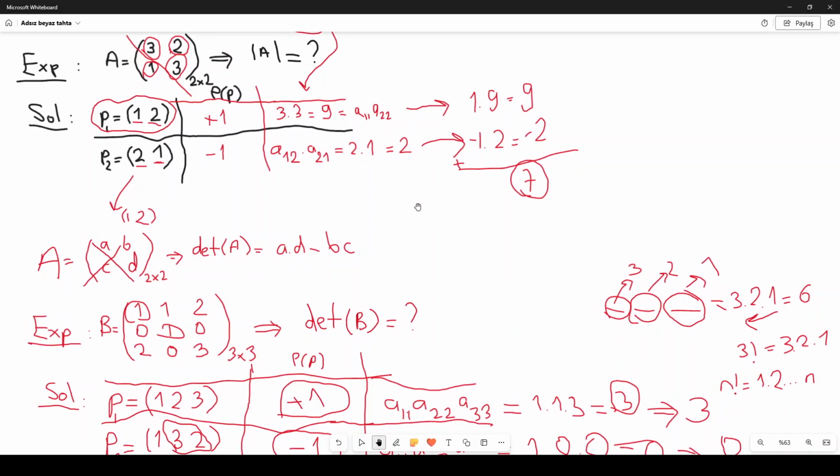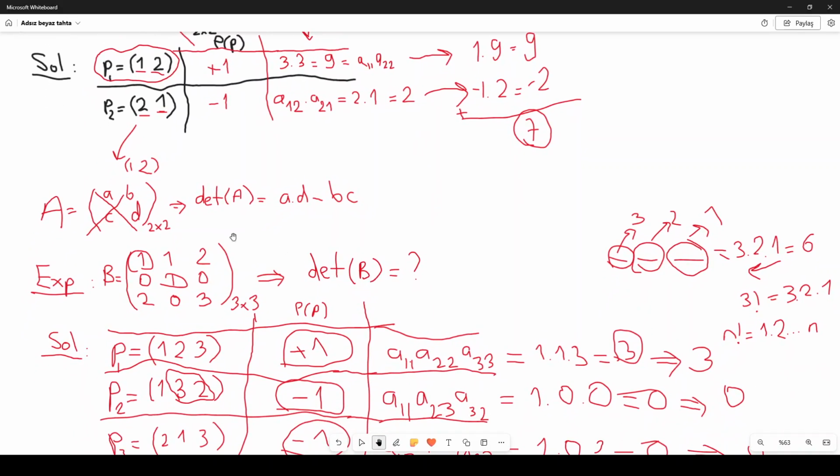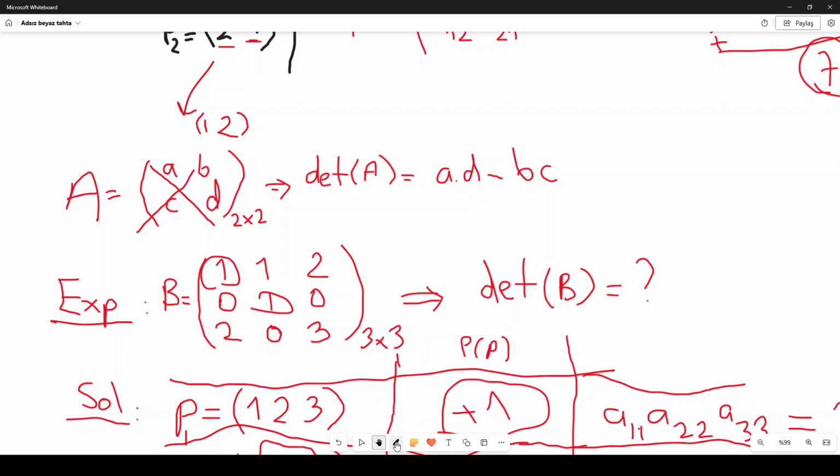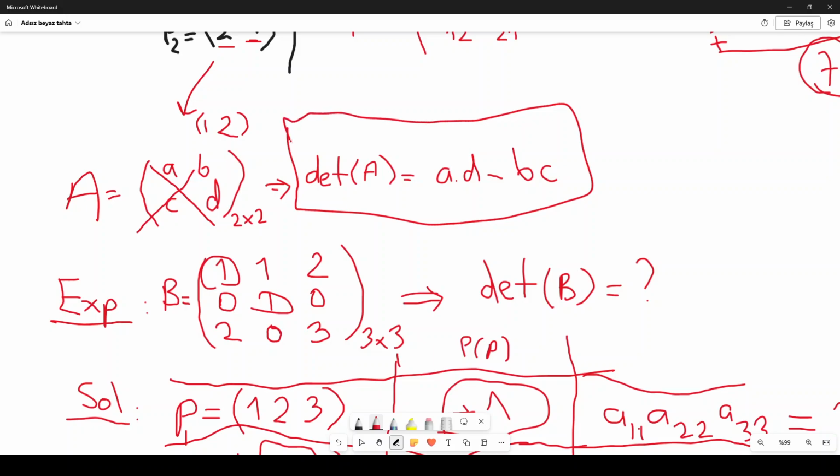For the 2 by 2 case, we can actually produce a formula. So if we are given a 2 by 2 matrix in the form of A, B, C, D as shown here, then what we need to do is multiply the principal diagonal elements and then subtract the product of the non-principal diagonal elements, right? AD minus BC would yield us the determinant of this 2 by 2 matrix.